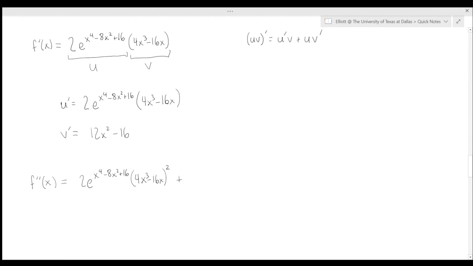And then we also have plus u. So here I'm going to copy down u. And then times v prime. So we're going to times 12x squared minus 16. All right, so then any questions about any of that before I go on?